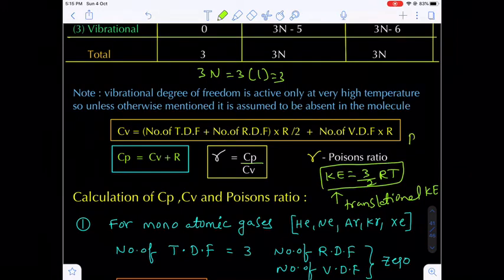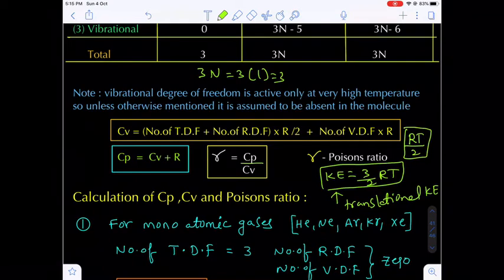In each possible way, shall I write RT by 2? That means the translational kinetic energy along the x-axis is RT by 2, along the y-axis RT by 2, and along the z-axis RT by 2. So the total translational kinetic energy will be RT by 2 plus RT by 2 plus RT by 2, that is 3RT by 2, which is the total kinetic energy. This is called the law of equipartition of energy.